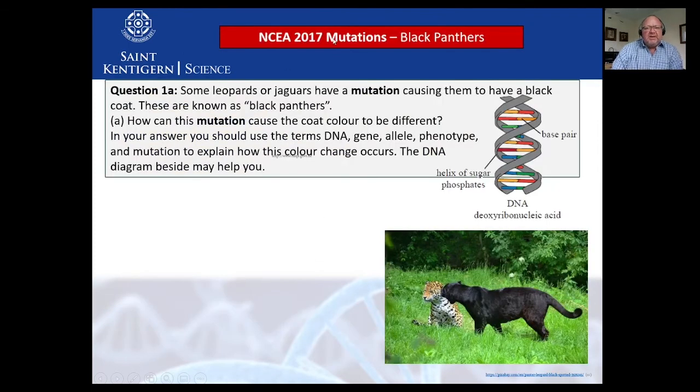Okay, so this was in 2017, and if you look at a leopard versus a black panther, you can see that some leopards or jaguars have a mutation causing them to have a black coat. They are known as black panthers. How can this mutation cause the coat color to be different? In your answer, you should explain the terms DNA, gene, allele, phenotype, mutation, and how this color change occurs. The DNA diagram beside may help you.